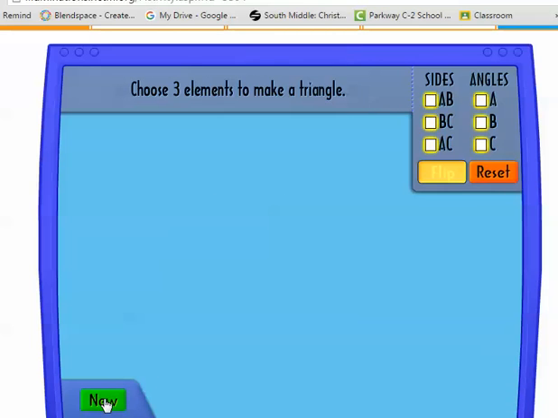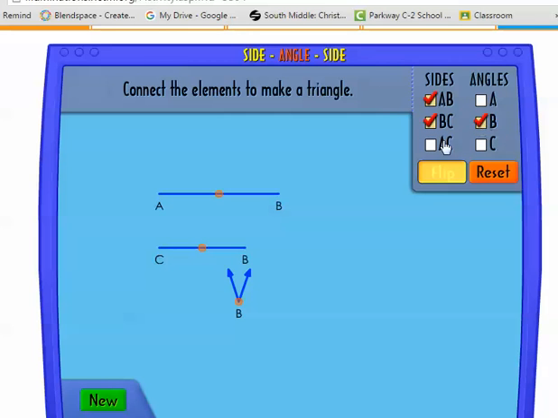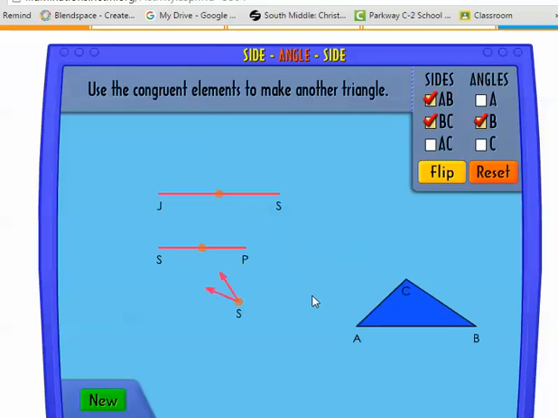The next combination that we looked at was side, angle, side. Now notice the angle is in between the 2 sides that we're talking about. So if we pick side AB and side BC, we have to choose angle B because that's the point that's between those 2 segments. So for side, angle, side, if we have side AB, angle B, and then side BC, we're going to get this particular triangle.